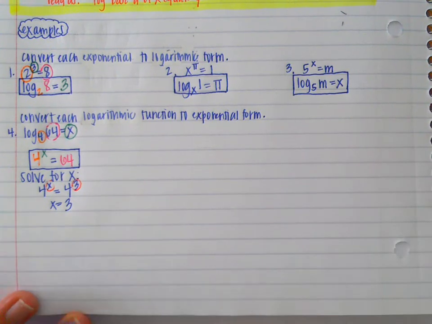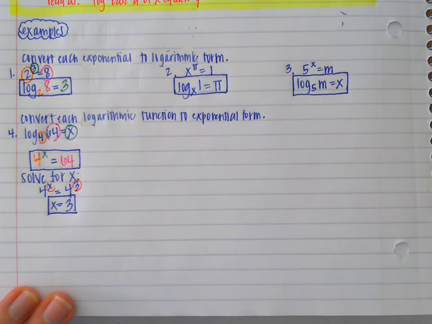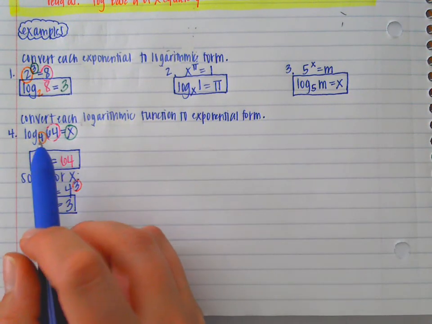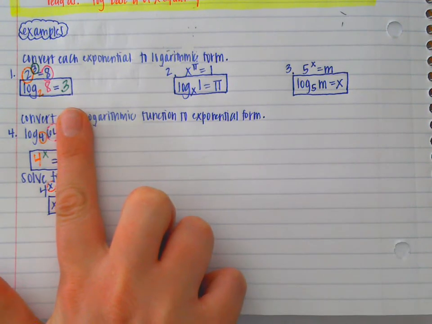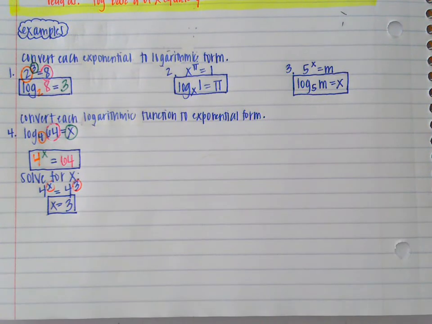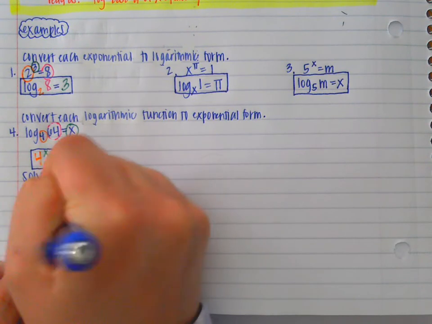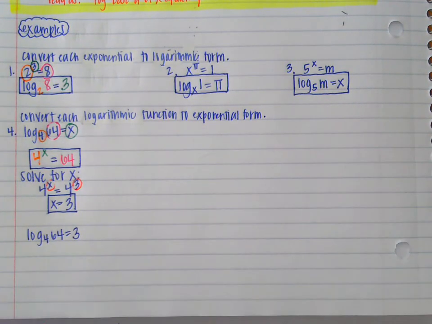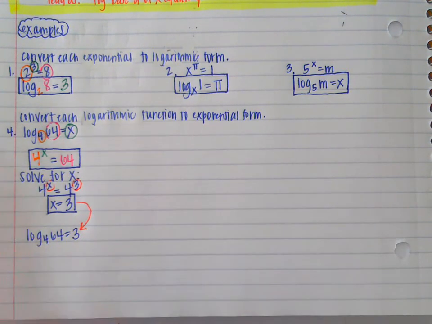Ultimately, the reason I want to solve for x is because you're ultimately solving for the log. You're going to be given problems that look like this, log base 4 of 64, and it's going to say evaluate. We'll do some examples of that later. You would do basically exactly what I did here. So log base 4 of 64 equals 3. That's just putting it all together.